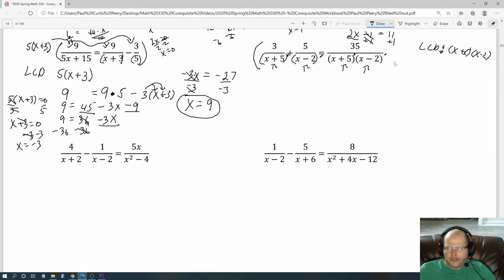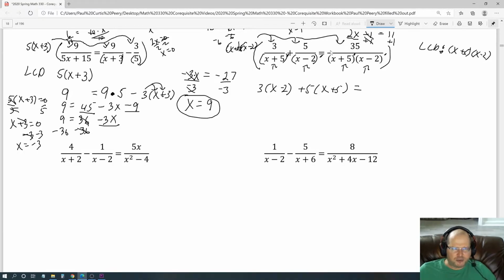Okay, so now we're going to multiply this entire thing by x plus 5 and x minus 2. We're going to distribute it. In the first one, we keep the 3, but the x plus 5 in the bottom cancels out with the x plus 5, leaving me the x minus 2, plus we keep the 5. Now the x minus 2 on the bottom will cancel out with the x minus 2 that I'm distributing, and that leaves me the x plus 5 equals, and then I distribute to the other side of the equation.